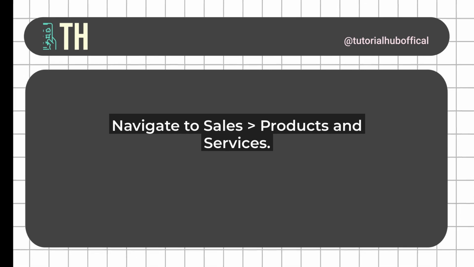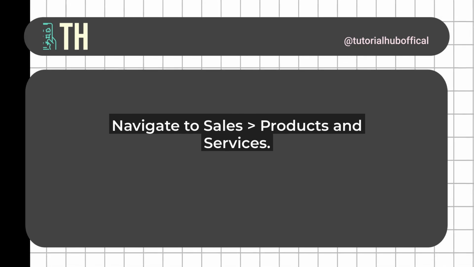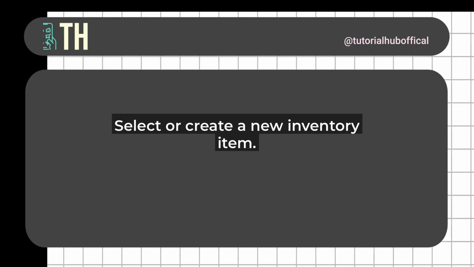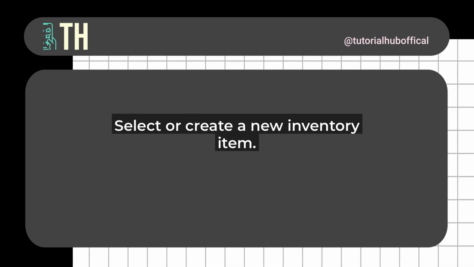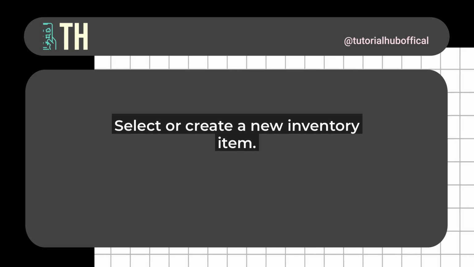Let's jump right in. First things first, make sure you're logged into your QuickBooks Online account. Once you're in, head over to the main dashboard and click on the Sales tab, then select Products and Services. This is where all your items are managed, so it's your go-to spot for inventory setup.